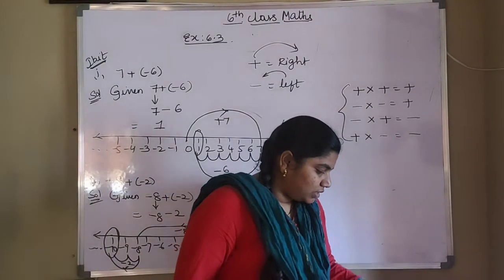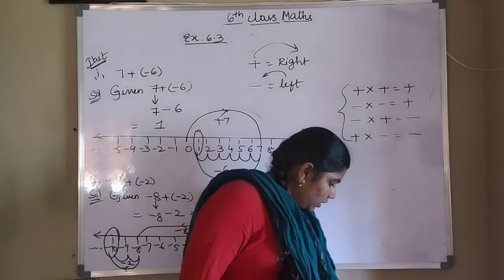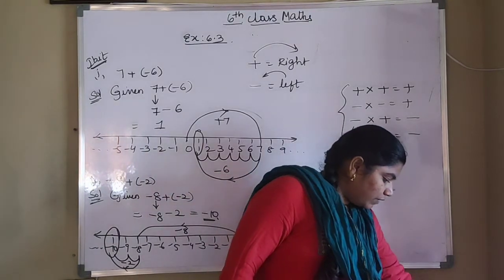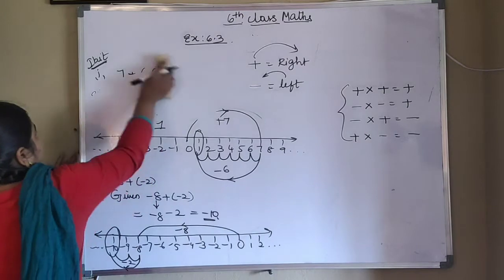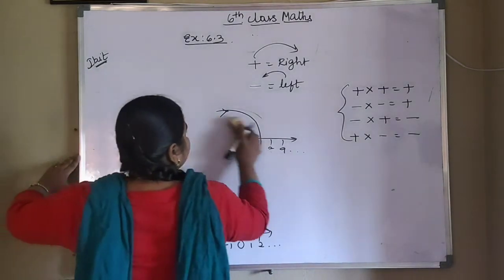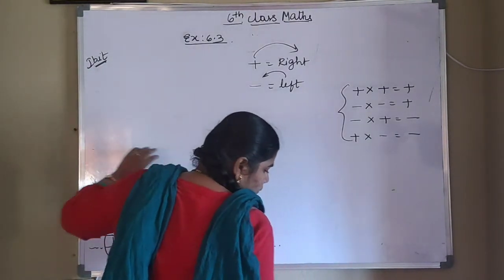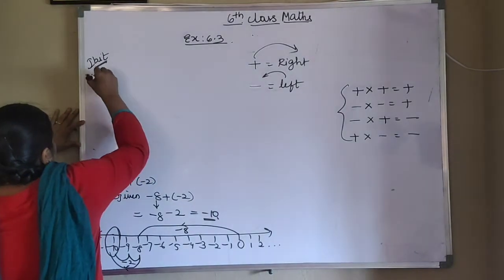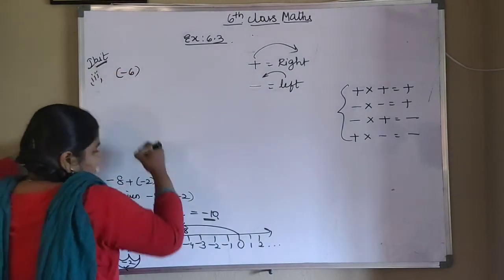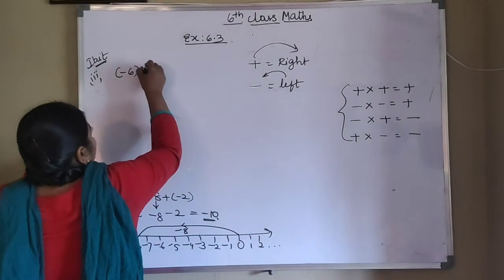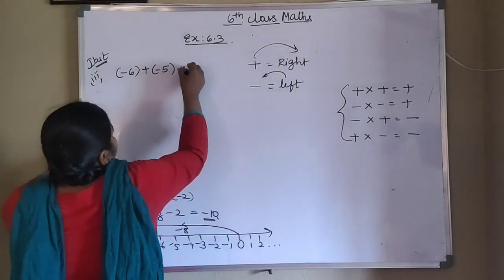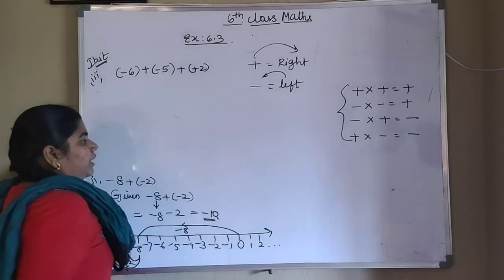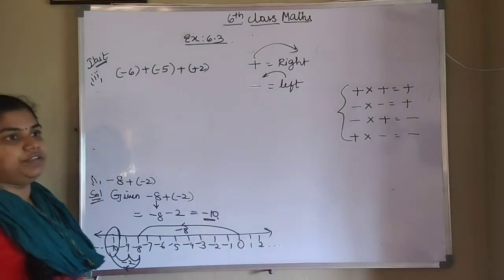So next is the third one. Third and fourth I will tell. The remaining 2 you try as homework. So what is the third one? Minus 6 plus of minus 5 plus of plus 2. Okay, now you are having 3 different integers.